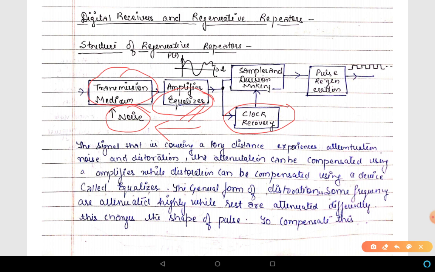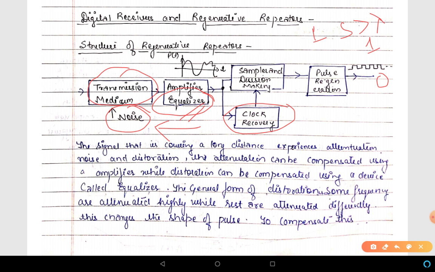Again, there are two types of clock recovery. One is to know the start and end of the bit, and the other is to know the actual sampling instant. So sample and decision making is an important part, as we have discussed. The signal which is received will have some level s. This level will be compared with threshold lambda. If it is greater than lambda, we'll decide in favor of bit 1, else we'll decide in favor of bit 0.